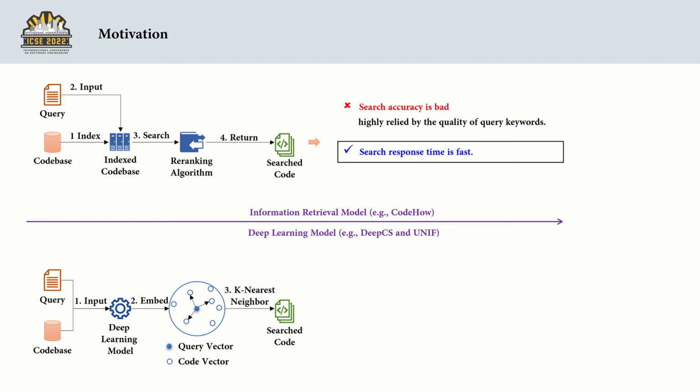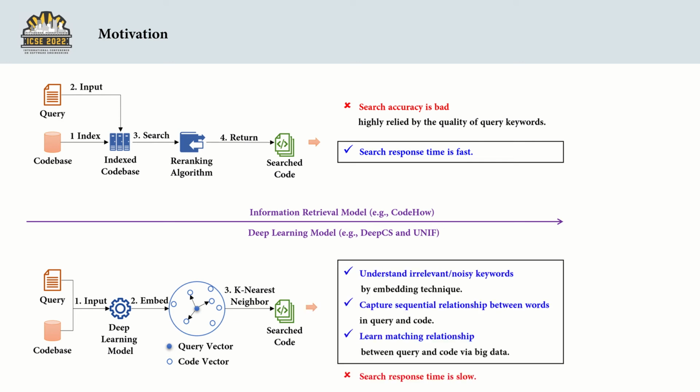Unlike keyword matching in an information retrieval-based model, the deep learning model learns the matching relationship between query and code by using big data with much less domain knowledge. Most importantly, the deep learning model can handle irrelevant or noisy keywords by using the embedding technique. It can capture the sequential relationship between words in the query and code. However, the search response time is slow. This is a major reason it is not widely used in practice.